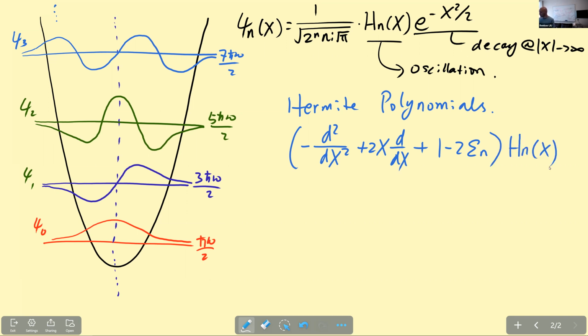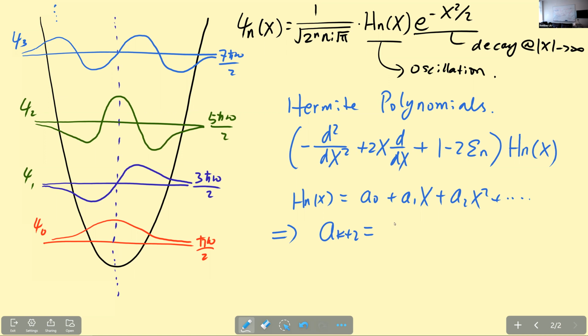Okay. So the coefficients will satisfy... if you write this H_m(x) equals A0 plus A1 x plus A2 x squared, and so on and so forth, you can lead to iteration relations between those coefficients. That is A_{k+2} equals (2k+1 minus the dimensionless energy 2 epsilon_m) divided by (k+2)(k+1), right?